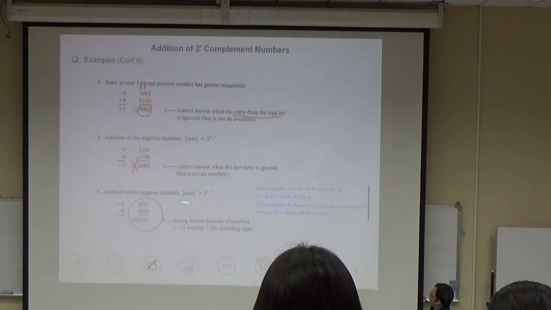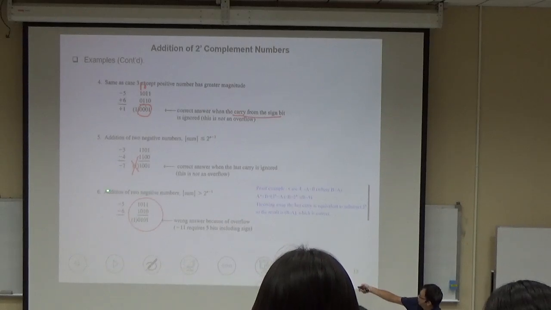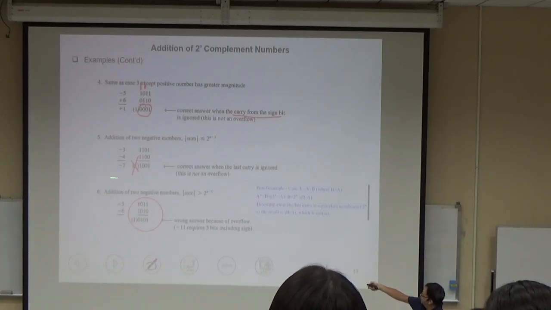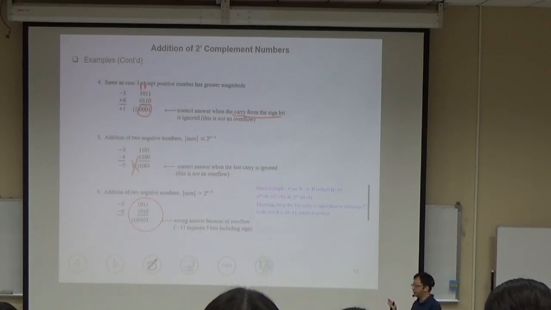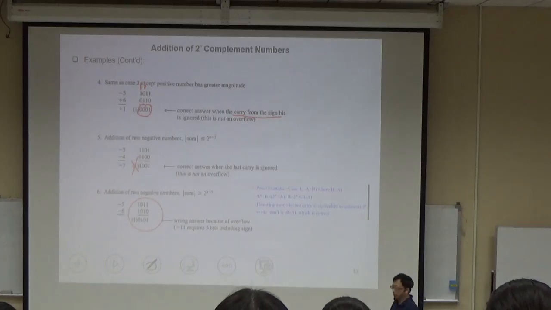Okay. So let's see a final case, the case for today. Okay. Addition of two negative numbers. For example, there's -5 and -6. In this case, 5 plus 6 will become 11. The negative 11 will be larger than 8. So there will be overflow. Let's see the result when it is not correct.